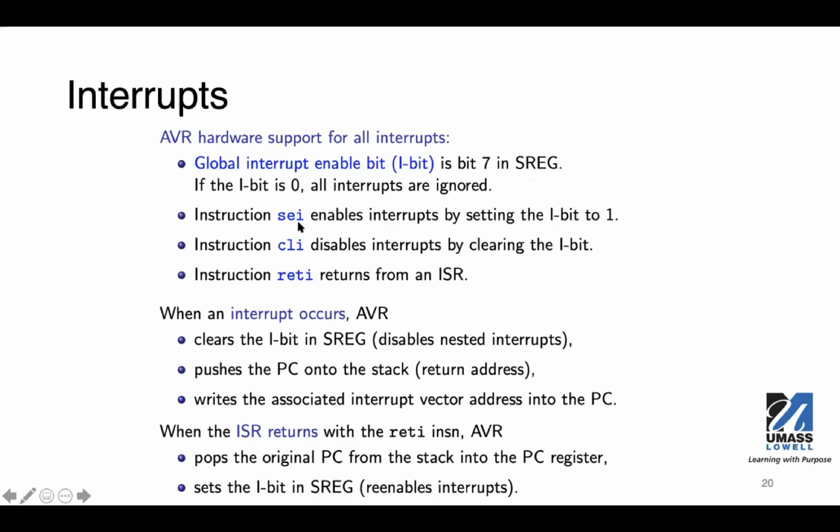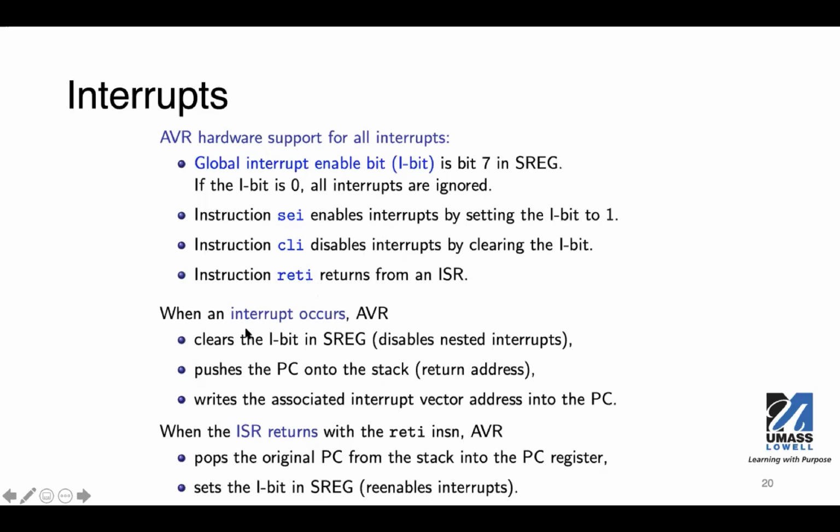The AVR processor has a few instructions to enable or disable interrupts. SEI sets that bit to 1, that means to enable interrupts. CLI is to disable the interrupts. RETI is the last instruction in your interrupt service routine. So this will take the processor back to the main program that it was executing.